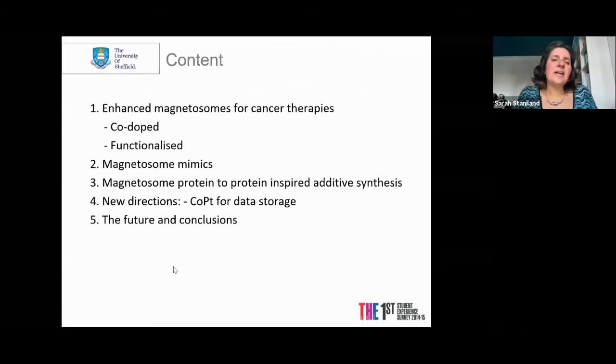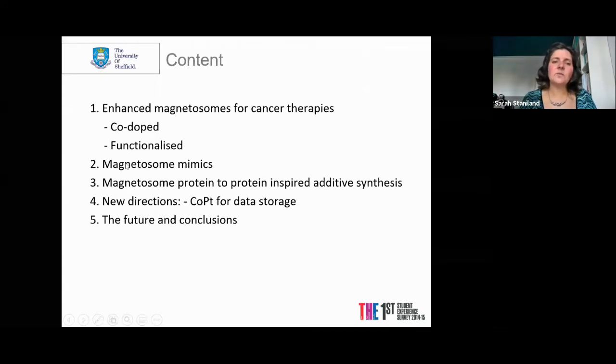So what I want to talk about today is a whistle-stop tour of four areas. I'll be spending the longest on points 1 and 3. First, the magnetosomes themselves: how we can isolate the magnetosomes from magnetic bacteria and use them for cancer therapies, and how we might enhance them by doping the particles or functionalizing them. I'm also going to talk about how we might then mimic those magnetosomes.